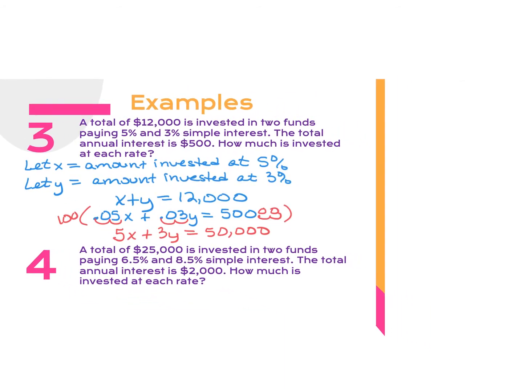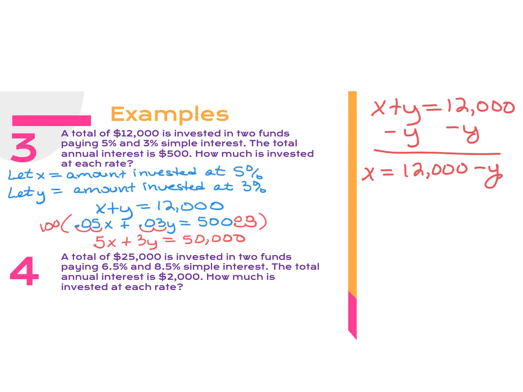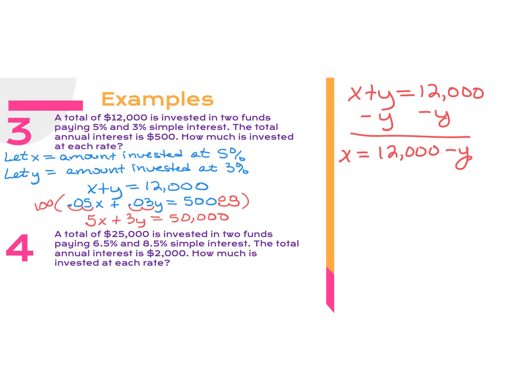So I'm going to go ahead over here to the side. So I'm going to take x plus y equals 12,000. And because I'm doing substitution, I'm going to solve it for x. You could do it for y as well. But I'm going to move the y to the other side and get x equals 12,000 minus y. This is what I'm going to substitute for x in this equation, the second one. So I'm going to take out this x, and I'm going to put 12,000 minus y in its place.